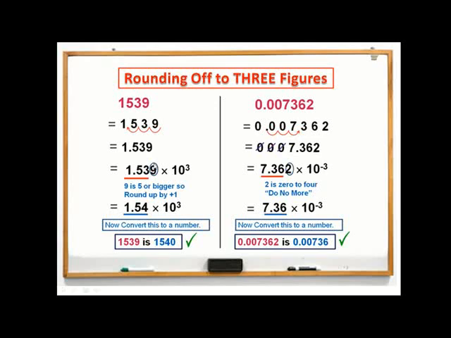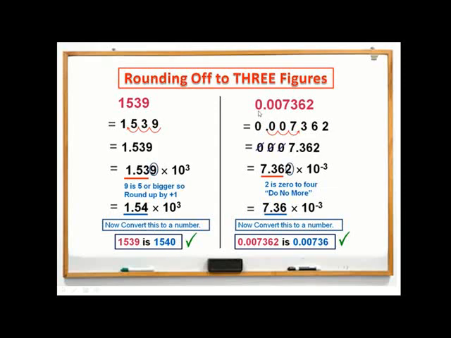But when dropping, what is the dropped number? You see that this last number is what we have to drop. This number is 9. Since 9 is greater than 5, you have to add 1 to the previous digit. The previous digit is 3, and we add one to it. Then 1.54 into 10 to the power 3. Like that I can correct this number after converting to 3 significant figures as 1540. Now it has 3 significant figures.